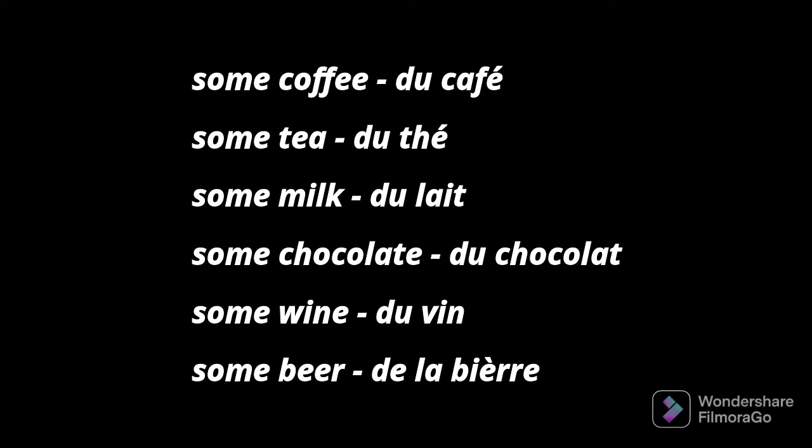Du vin. And some beer, de la bière. De la bière. If you are able to repeat after me, clap for yourself. Well done. Now let's go to the next section where we will be forming sentences using the verb boire.